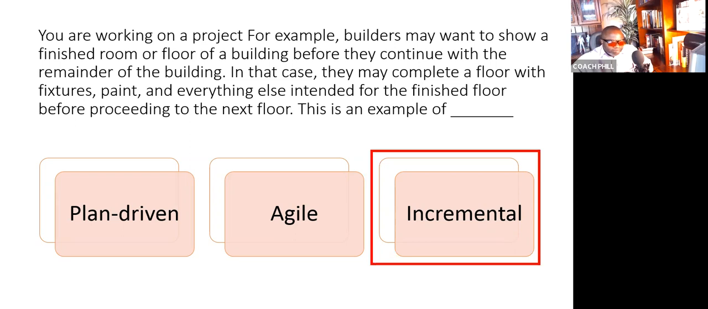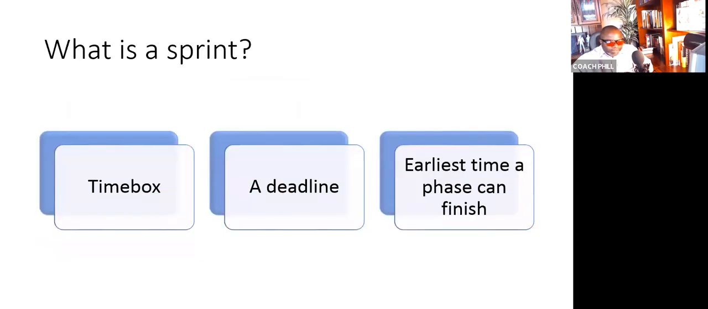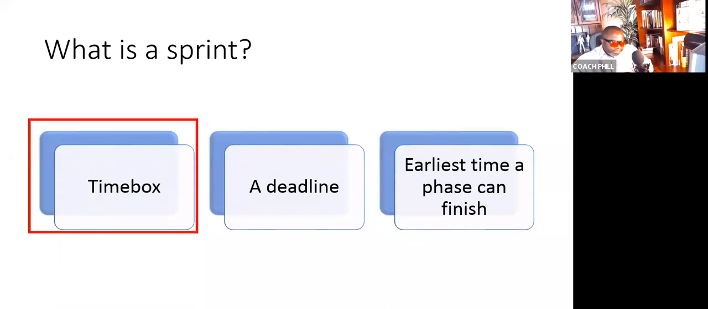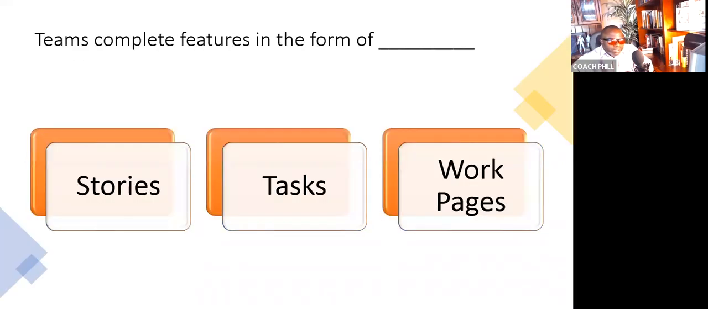Next question. What is a sprint? The answer is time box. A sprint is not a deadline, and it's not the earliest time a phase can finish. In fact, we don't use the word phase in the world of Agile. So the best answer, my friends, is time box. Next question. Teams complete features in the form of.